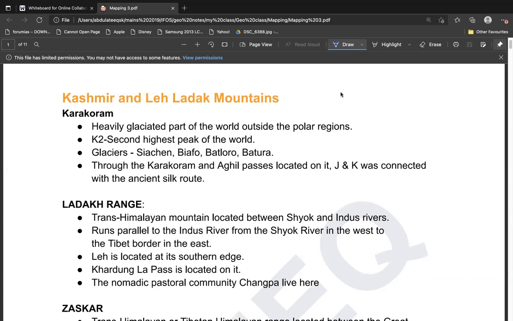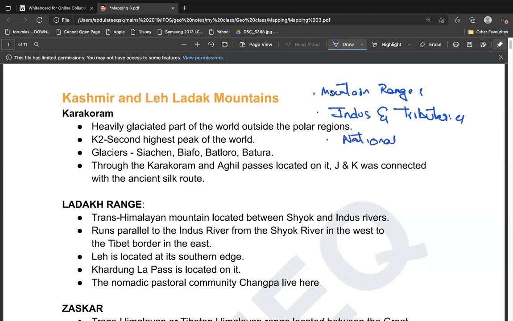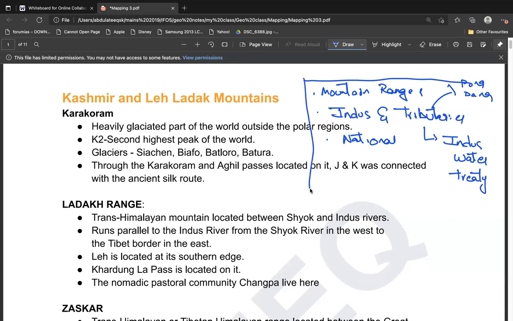We are going to cover a few of the mountain ranges, especially in the areas of Kashmir and Ladakh. Then we are going to cover the Indus River and its tributaries, and we will also try to cover national parks present in this area. In this itself, we will also try to cover things that are in the news, like Pong Dam and also the Indus Water Treaty. Please pay attention, friends. Definitely, this session is going to be very useful for you.